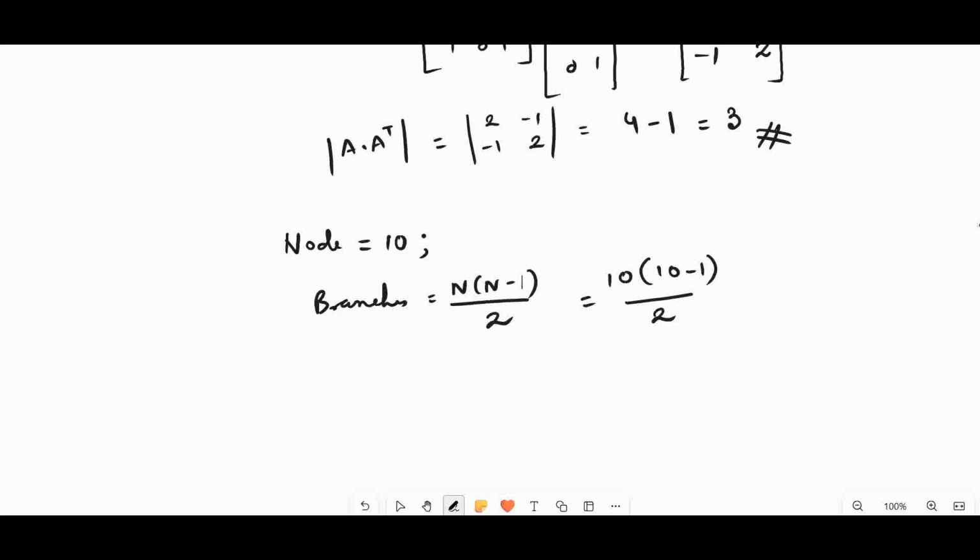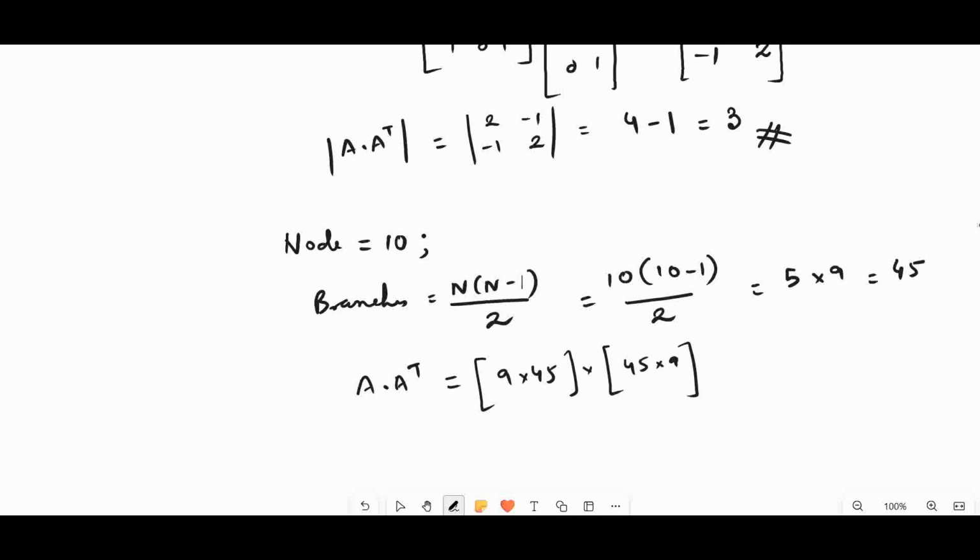From here we have 10 divided by 2 is 5, then from here we have 9, so the number of branches is 45. So if the number of branches is 45, then for A into A transpose we will have a matrix of size 9 into 45 multiplied by 45 into 9.